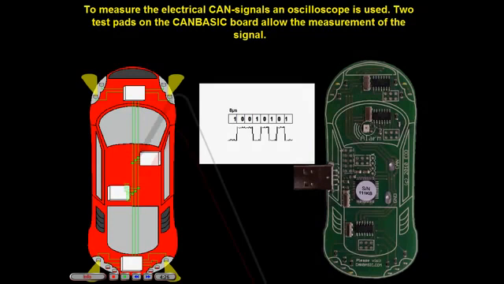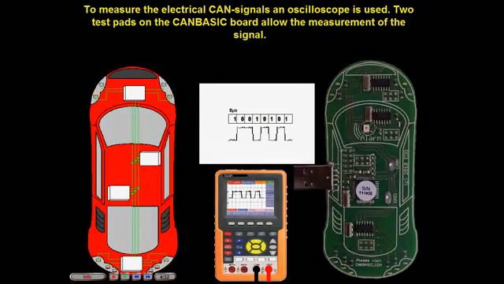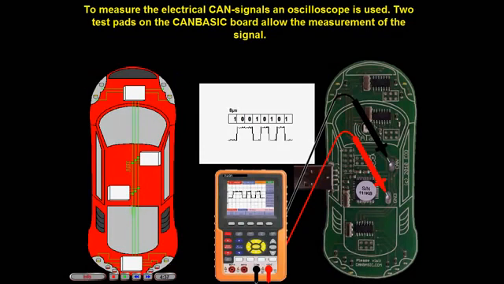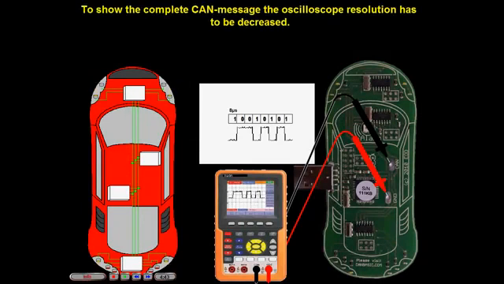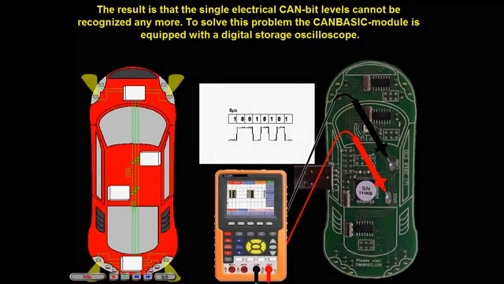To measure the electrical CAN signals, an oscilloscope is used. 2 test pads on the CAN Basic board allow the measurement of the signal. To show the complete CAN message, the oscilloscope resolution has to be decreased. The result is that the single electrical CAN bit levels cannot be recognized anymore. To solve this problem, the CAN Basic module is equipped with a digital storage oscilloscope.